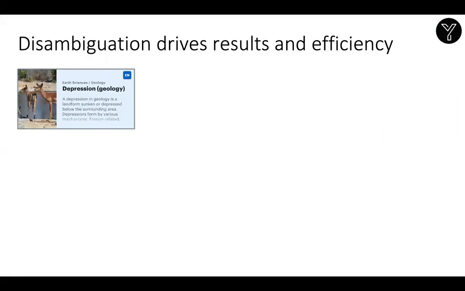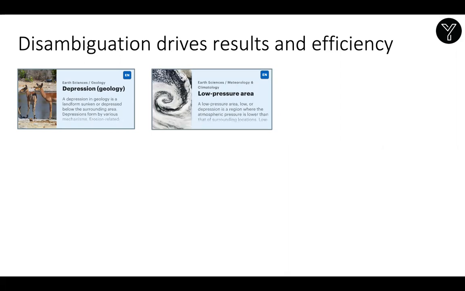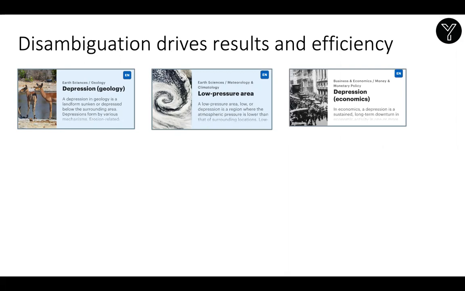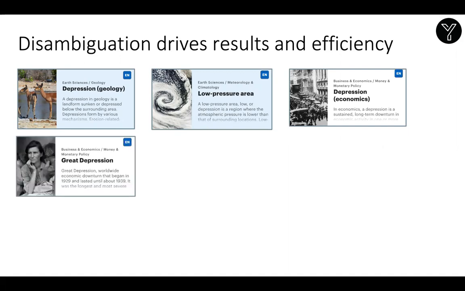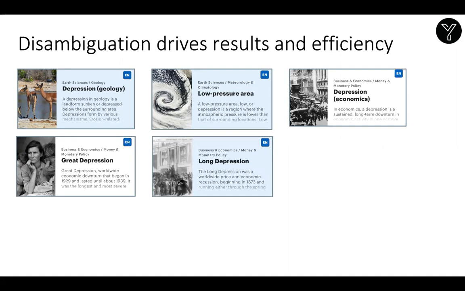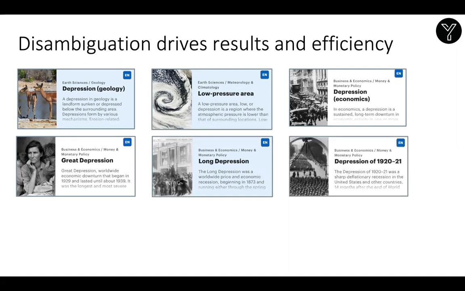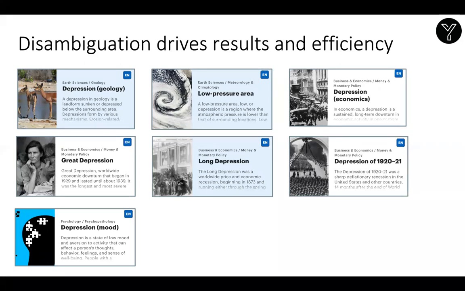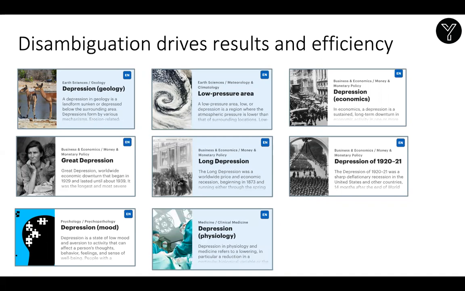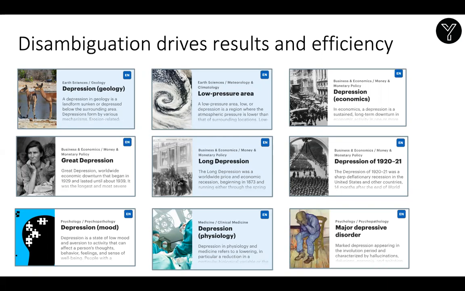So to give a further example of why this disambiguation is so important, if I were to say the word depression, I could be talking about a wide number of things. I could be talking about a depression in geology. I might be talking about a depression in meteorology, a low pressure area. I could be talking also about an economic depression. If I was talking about an economic depression, I might be talking about the Great Depression, the Long Depression, or the Depression of 2021. Equally, I might be talking about a totally different kind of depression, depression in the mood. Or I could be talking about a depression in physiology, or equally major depressive disorder.